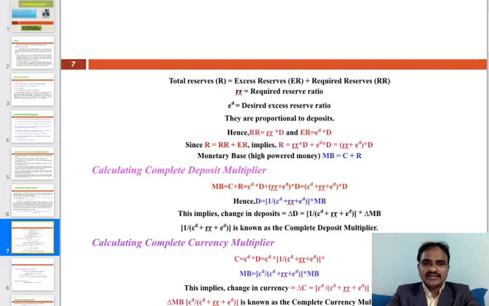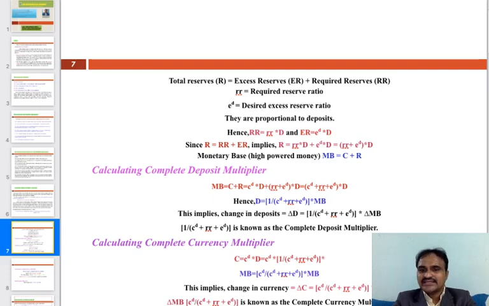Now you can understand calculating the complete currency multiplier. C is equal to what? Currency. How can we calculate the multiplier? So C is equal to CD multiplied by D, we already know. So C is equal to CD multiplied by 1 upon (CD plus rr plus ed) multiplied by MB, so C is equal to CD upon (CD plus rr plus ed) into MB. This is the multiplier of the monetary base.